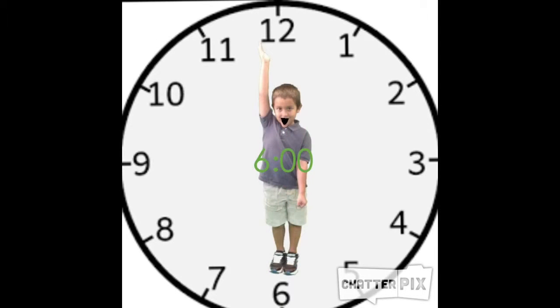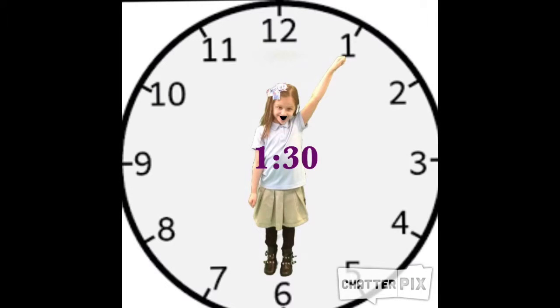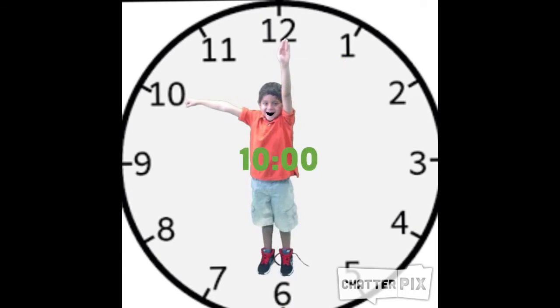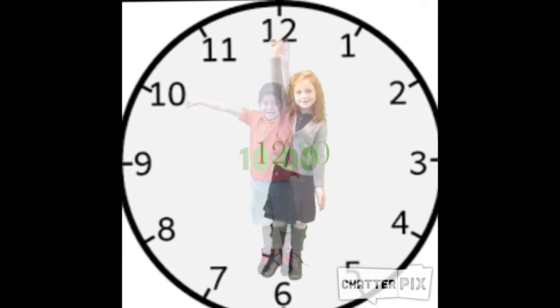When the short hand's at the 6 and the long hand's at the 12, it's 6 o'clock. It is 1:30 if the short hand's at the 1 and the long hand's at the 6. When the short hand is at the 10 and the long hand's at the 12, it's 10 o'clock. I know it's 12:30 when the short hand is at the 12 and the long hand is at the 6.